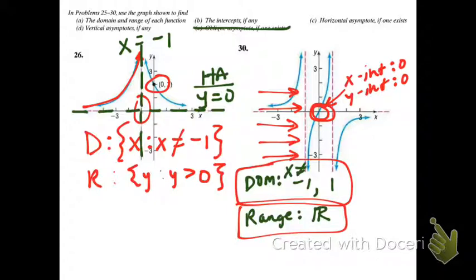Okay, what else do we need? We had intercepts, 0 and 0, but then we needed to find our horizontal asymptotes. So the horizontal asymptote here, the HA, would be y equals 0. Same with this one as well. And then the VA would be x equals -1 and x equals +1. And those are the vertical asymptotes. That's it. Just by looking at the graph, we have no work to do. It's just looking at it and answering the questions about the graph.